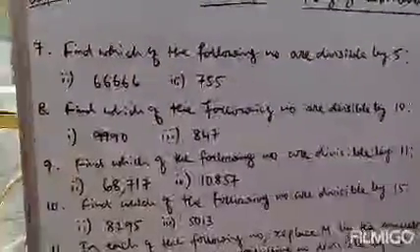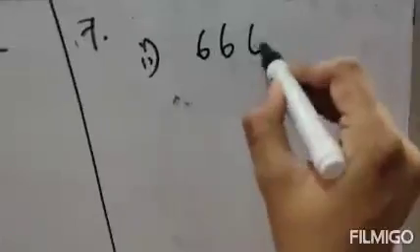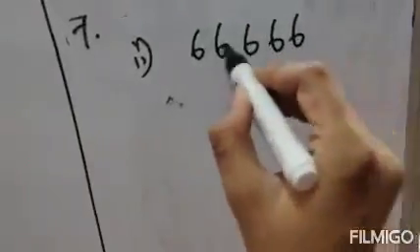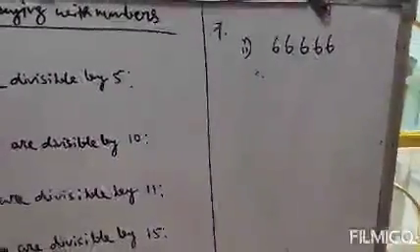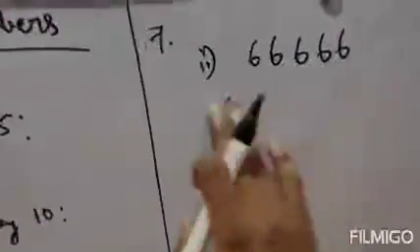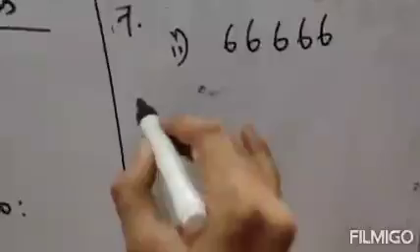The remaining questions of the first question: question number 7 says find which of the following numbers are divisible by 5. So the first number is 1 2 3 4 5 6. The divisibility rule of 5 says the unit digit should be 5.